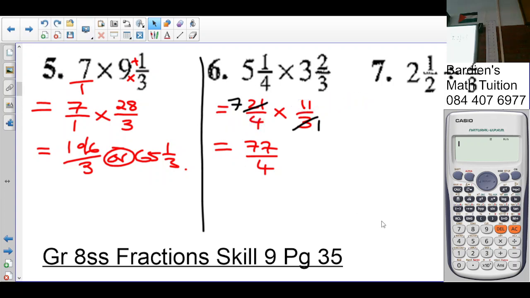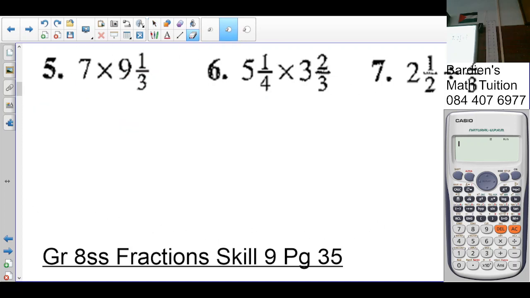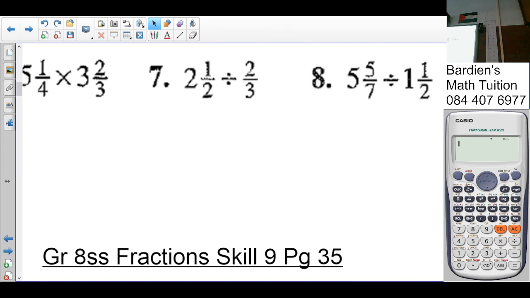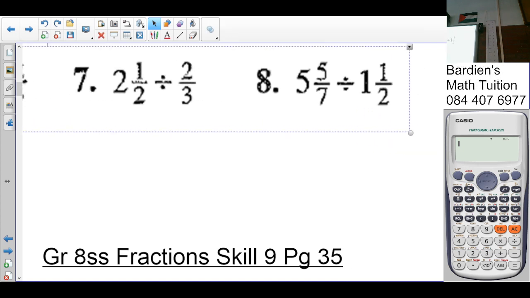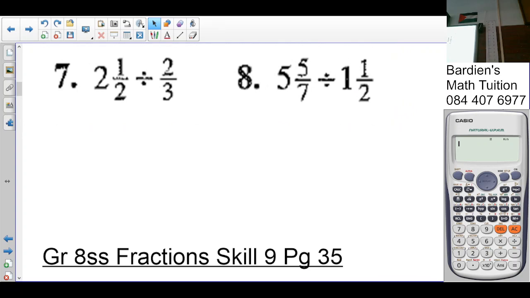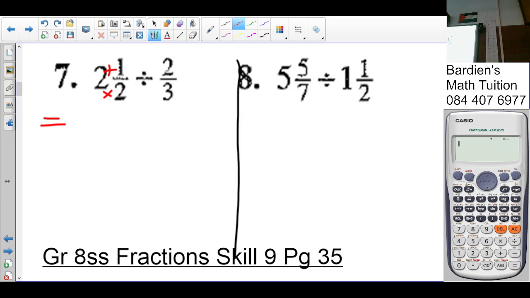Alright. So what I'm going to do is I'm going to take this off. Alright, so let's look at number 7. So what do we do first here? Change to improper fractions. Multiply and add. So 2 times 2 is? Plus 1 is? So it's 5 over 2 divided by 2 over 3.